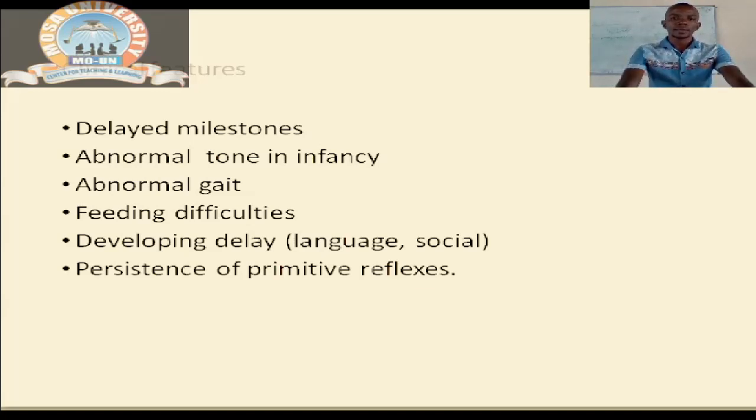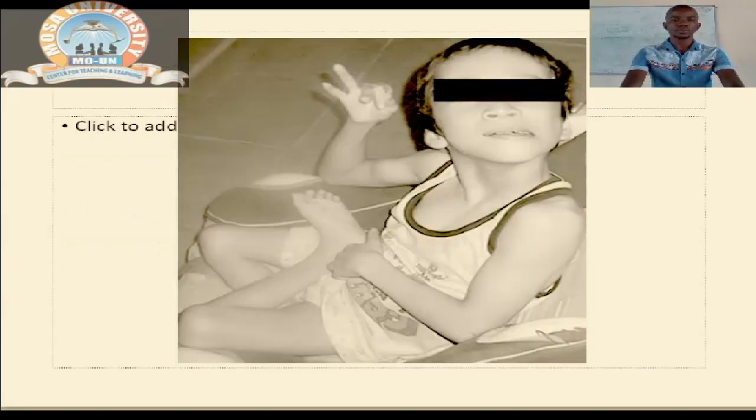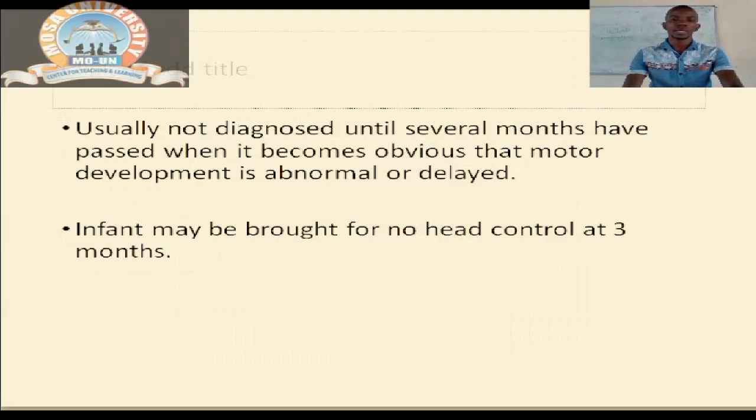Okay. Then feeding difficulties, developmental delay in terms of language and social abilities, and persistence of primitive reflexes. These are some of the general clinical features that these patients are going to be presenting with. Now, cerebral palsy is usually not diagnosed until several months have passed, when it becomes obvious that motor development is abnormal or delayed.